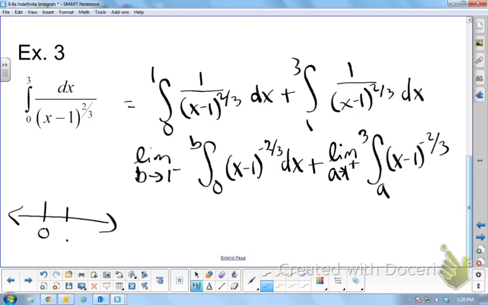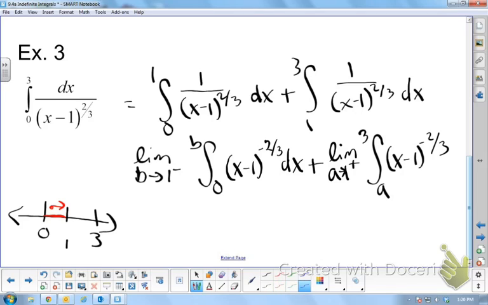Our first integral, I can only use those values because we're going from 0 to 1. So I have to travel from over here somewhere towards 1. So I'm approaching from the left side. I'm approaching from the left side of 1.